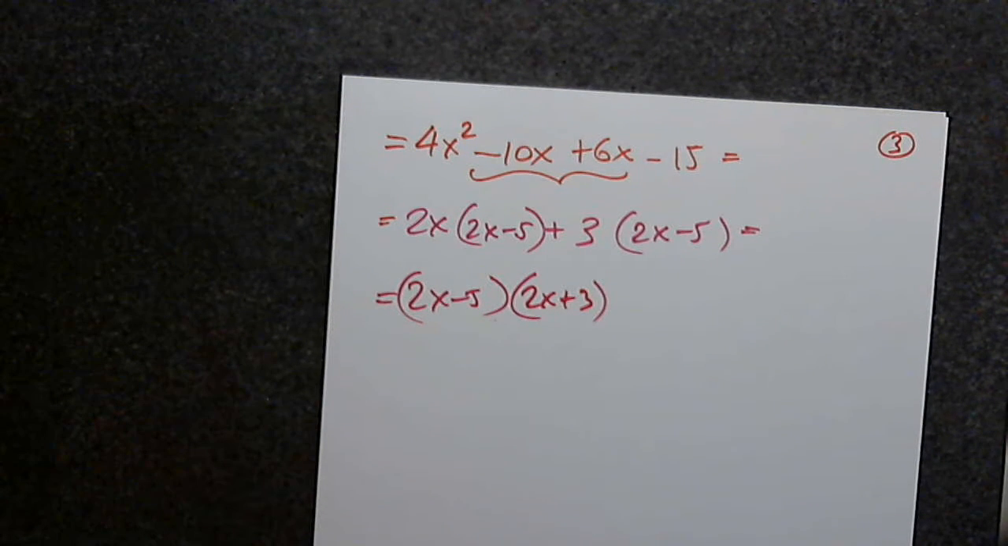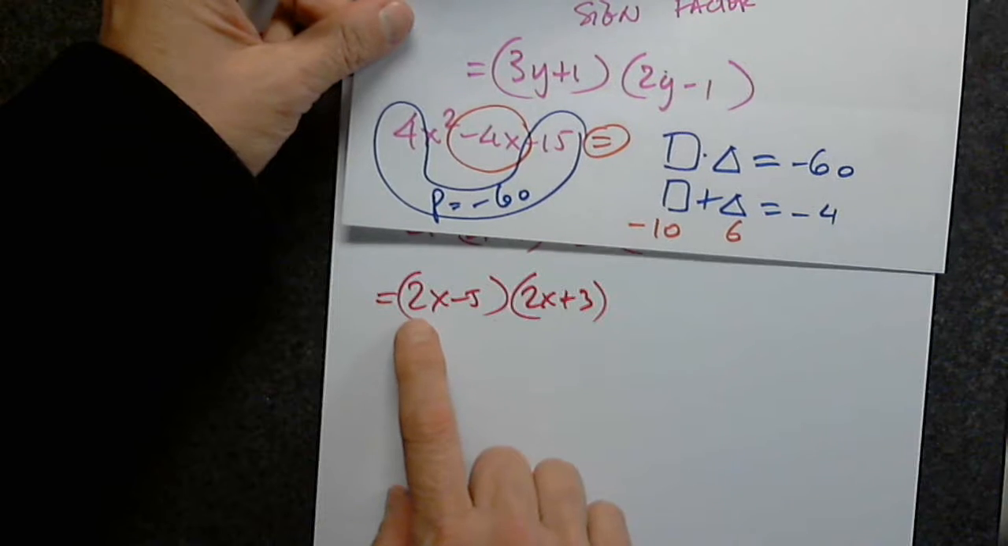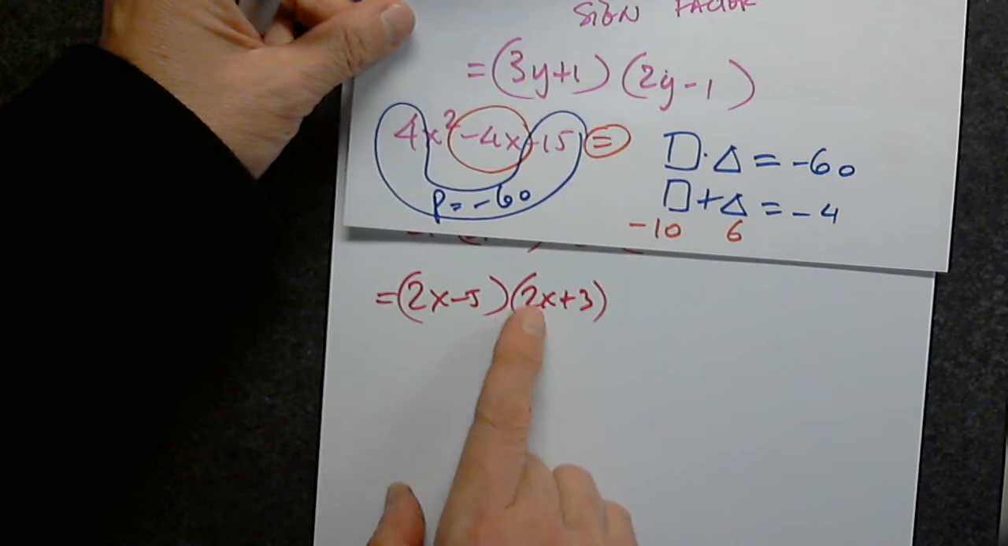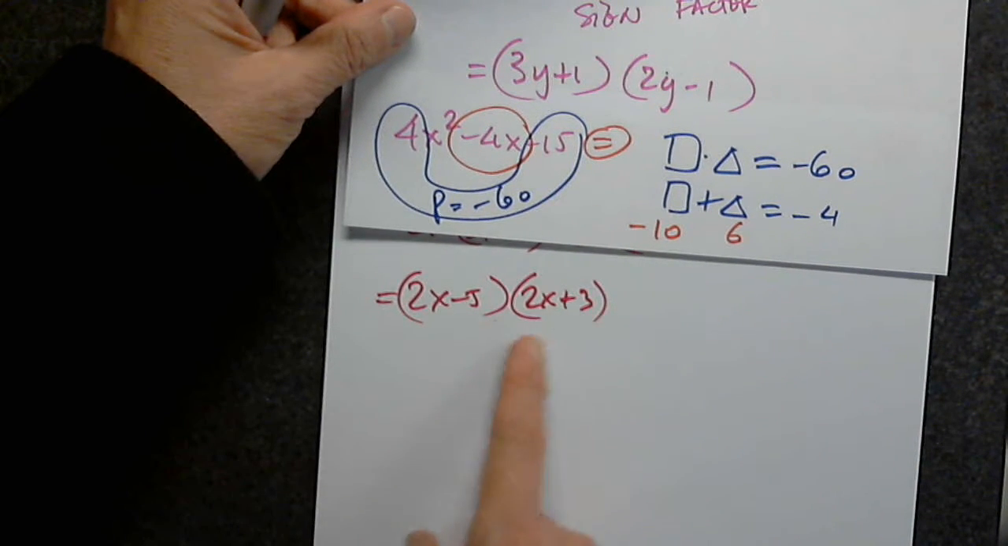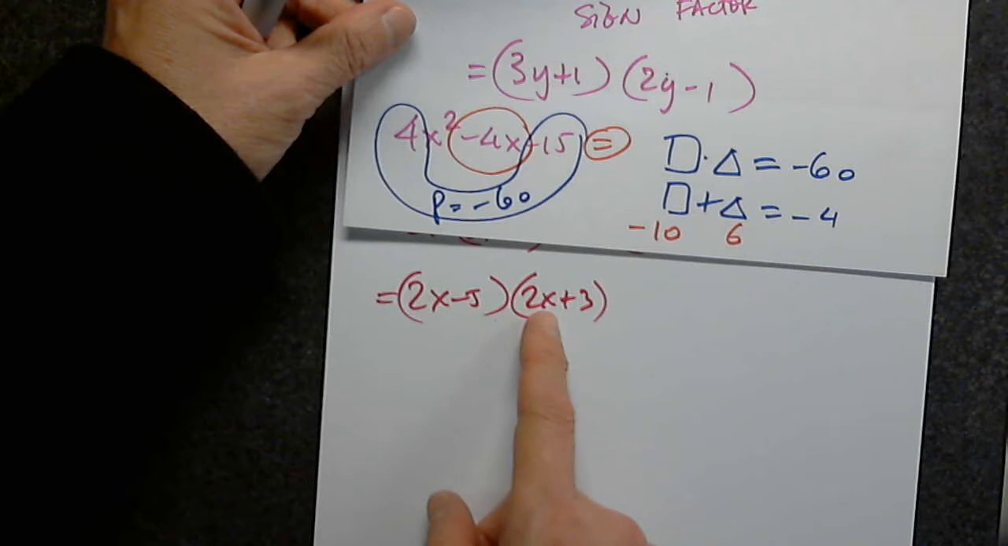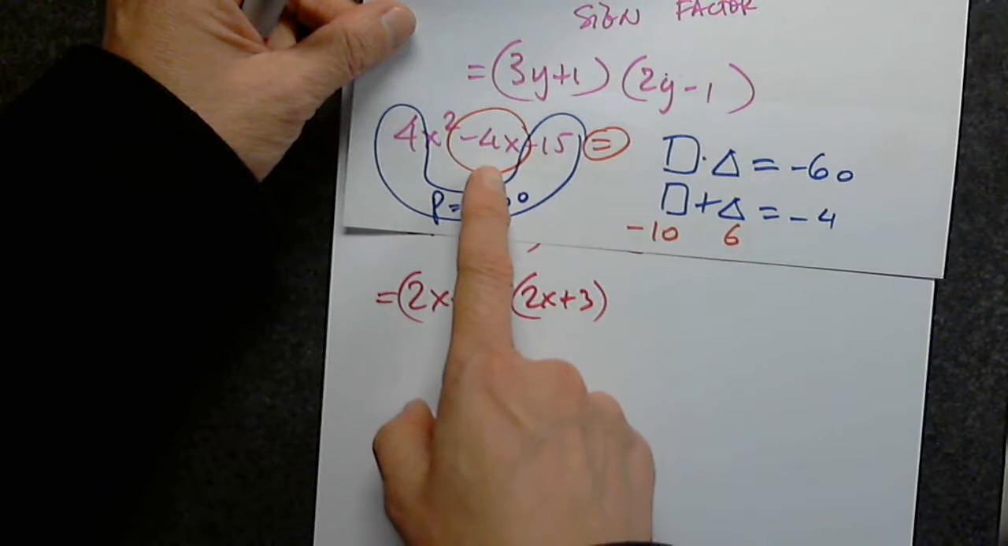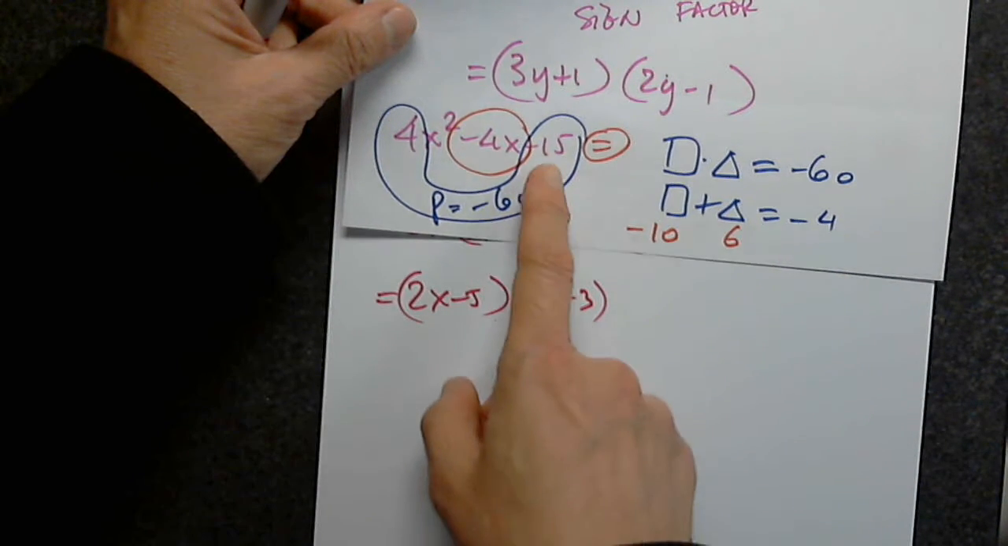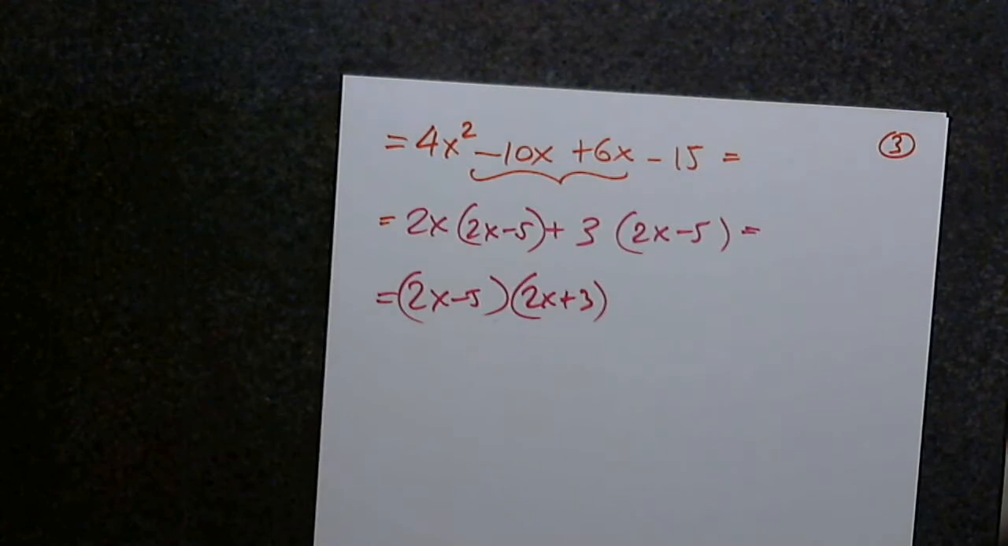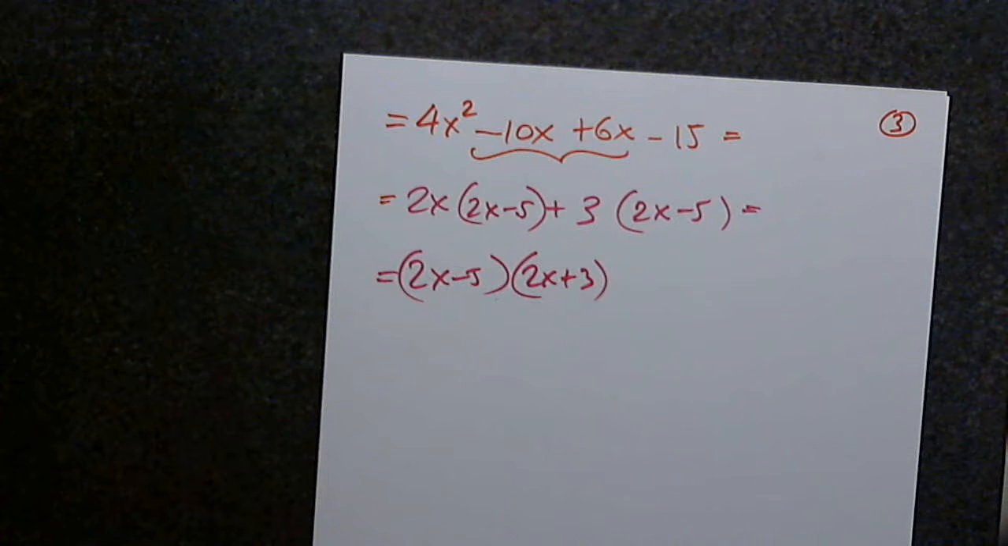Now, let's say you have doubts about this. It only takes 5 seconds to check. Let's do it together, okay? 2x times 2x, positive 6x minus 10x, and negative 5 times 3. You can always just take a few seconds and check. Any questions on this? Okay, let's look at one more.